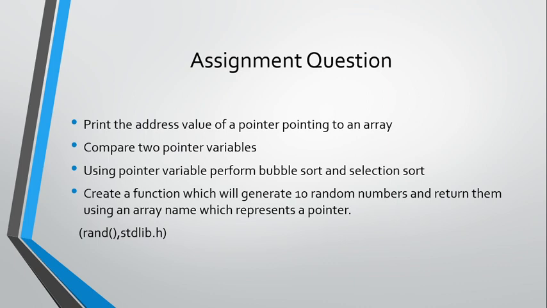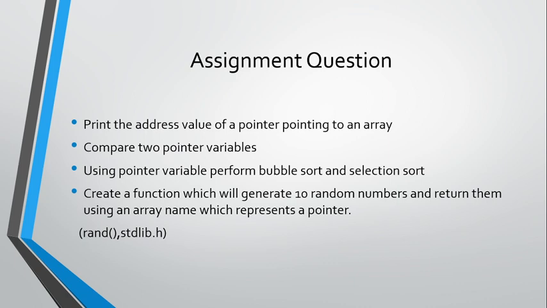Another one: using a pointer variable, perform bubble sort and selection sort. We have done bubble sort and selection sort where we pass the array. Instead of passing the array, we'll be using the pointer variable to pass the array. You can try that. Then another one: create a function which will generate 10 random numbers and return them using the array name, which represents a pointer.